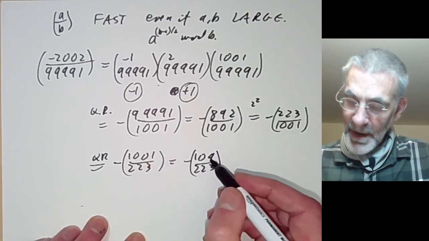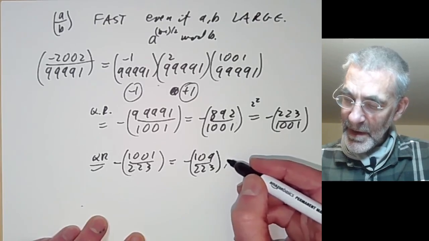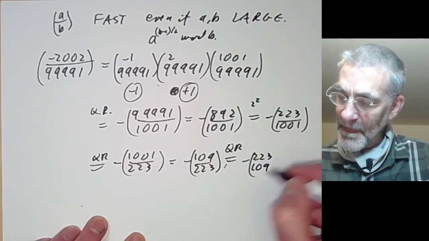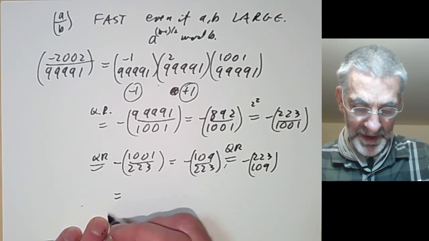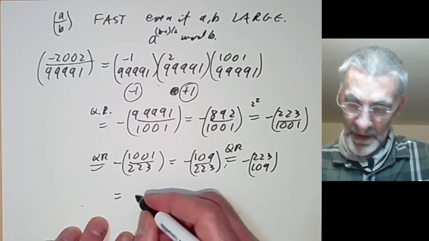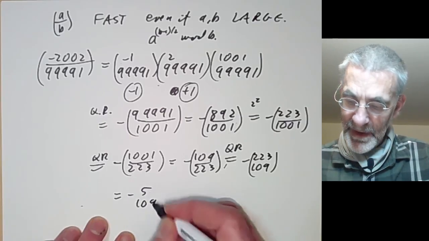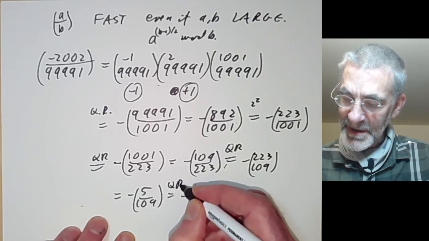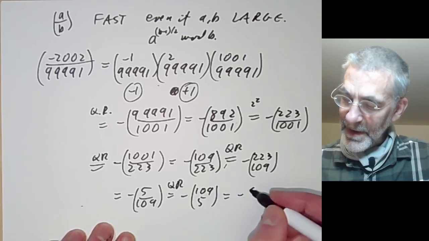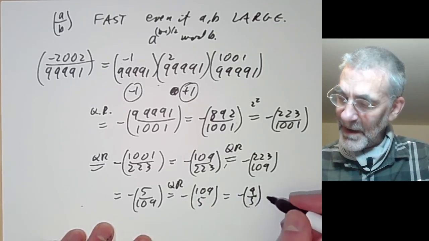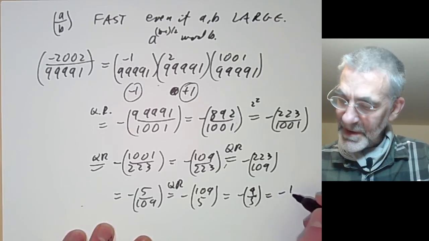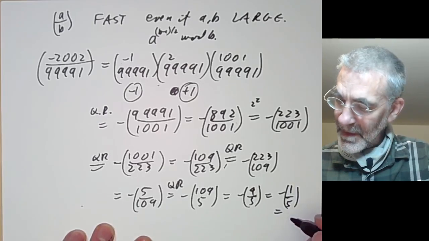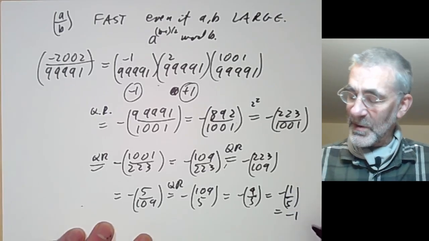And then we use quadratic reciprocity again, and we find this is minus (223/109). And then we divide again, and we find that this is minus (5/109), and then this is equal to minus (109/5) using quadratic reciprocity yet again, and now this is equal to minus (4/5), and we can take out factors of 2, and this gives us minus (1/5), which is equal to minus 1 because 1 is a quadratic residue of 5.